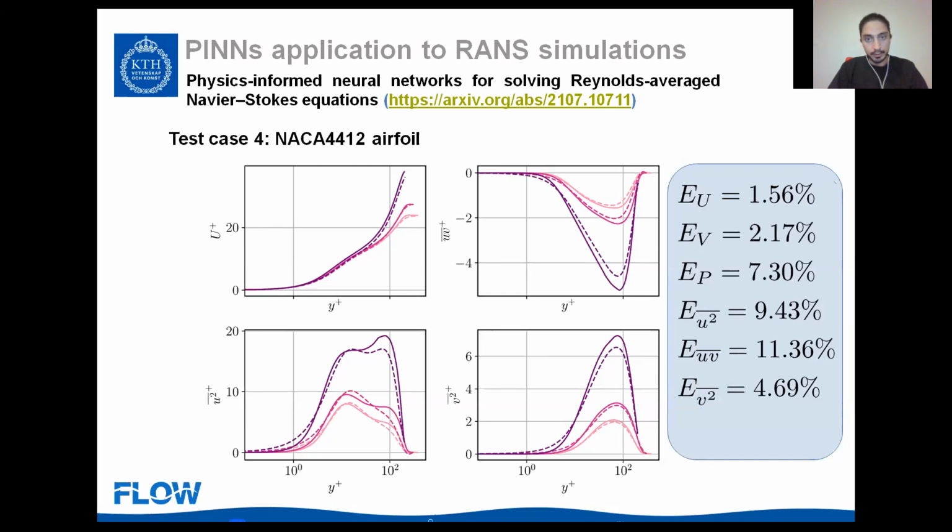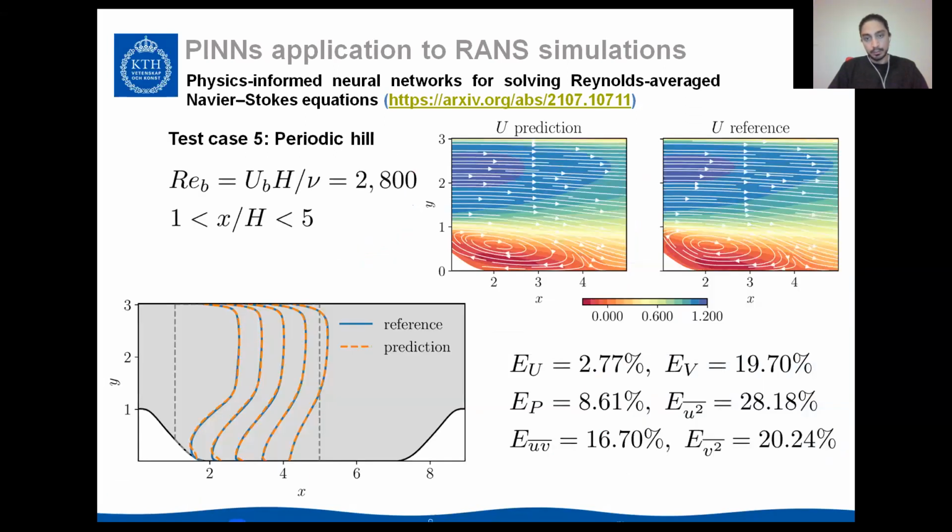So about 1.5% of error. And for the Reynolds stress term, it's about 11%. So I think it's good. Yeah, it's a very good prediction.